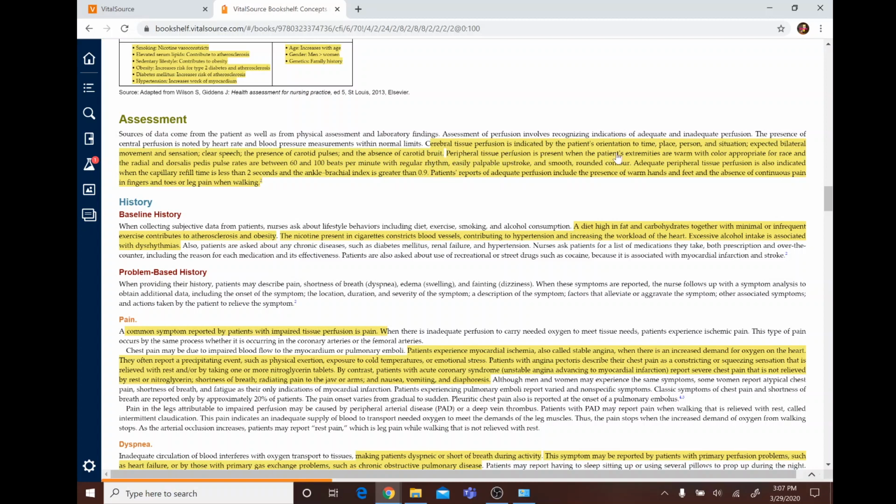Peripheral tissue perfusion, the extremities are going to be warm. They're going to be appropriate color for race. And then the radial and dorsalis pedis pulses are between 60 to 100 beats per minute with regular rhythm, easily palpable upstroke, and smooth rounded contour. And then peripheral perfusion is indicated when the capillary refill is less than 2 seconds, ABI is greater than 0.9, and they have warm hands, feet, and there is an absence of continuous pain in the fingers, toes, or legs, or pain when walking.